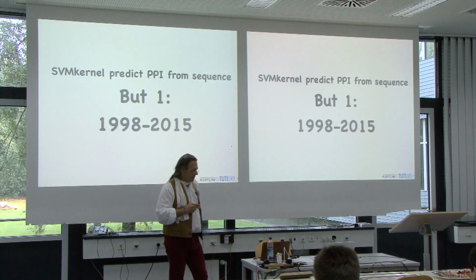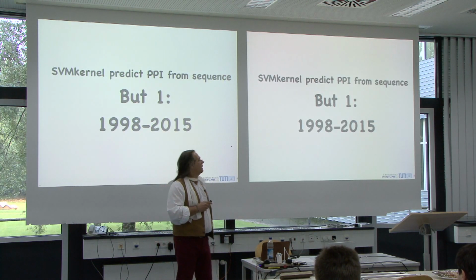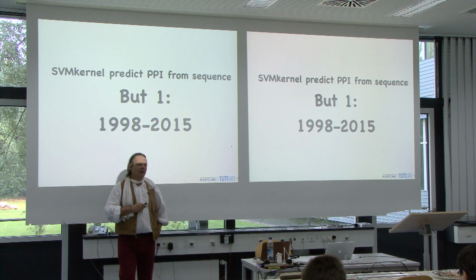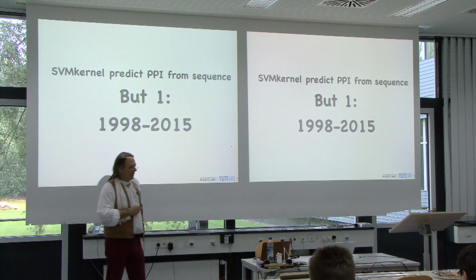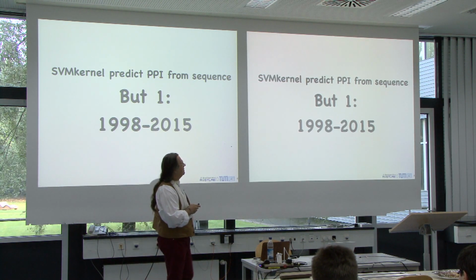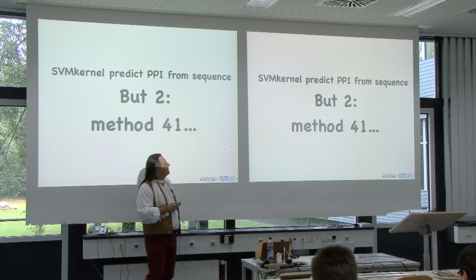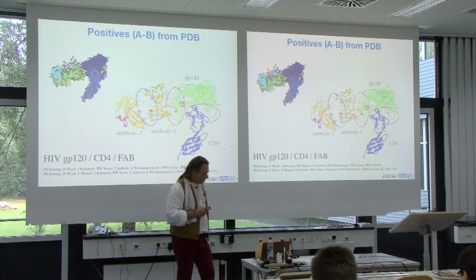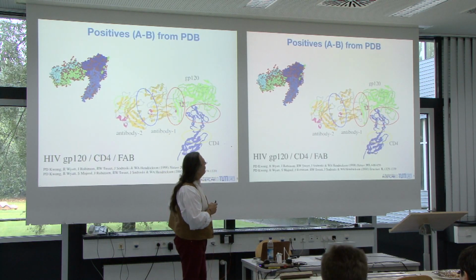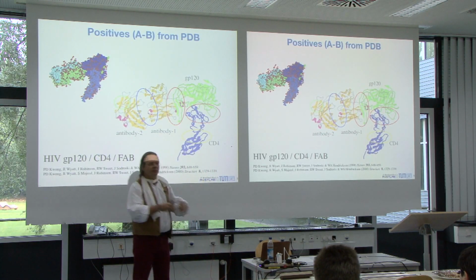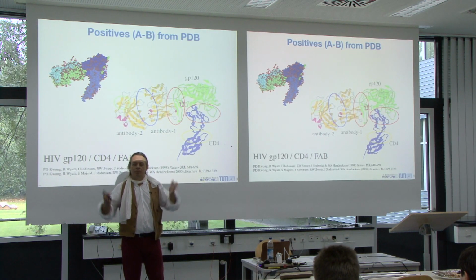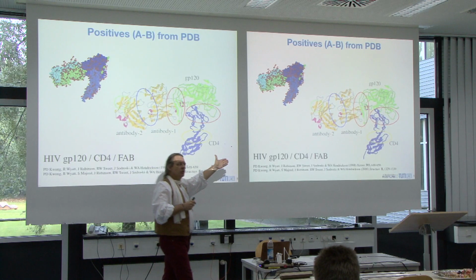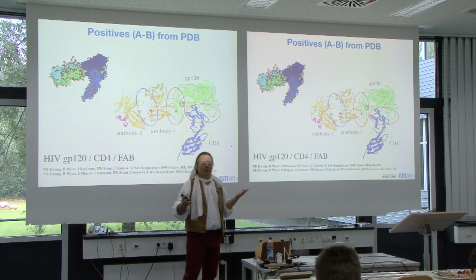But, the first but is, it was a long, long way to get there. This is as long as it actually took us to develop that method that Tobias published last year. But here's but 2, and but 2 is method number 41. Essentially, method number 41 takes the positives from the PDB. So I know that protein A and B interact. I use high resolution structures for that because I'm very sure about that.